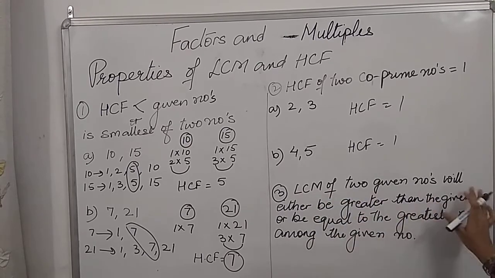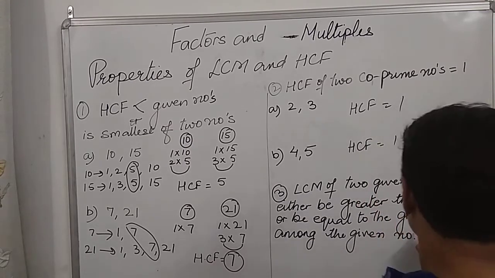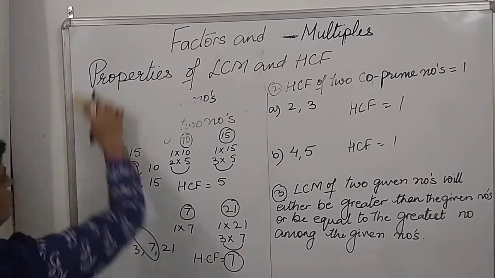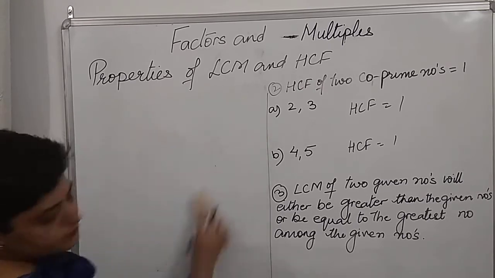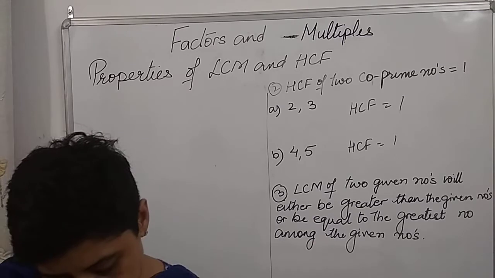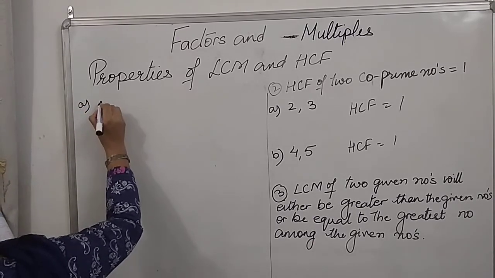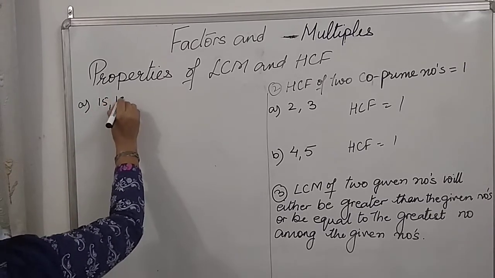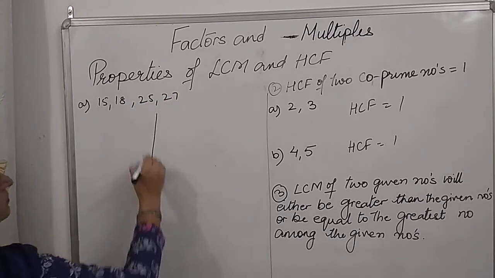Now, LCM of two given numbers will either be greater than the given numbers or equal to the greatest number among the given numbers. Fine. Let's check out whether this statement is right or wrong. So, we are given: find LCM of 15, 18, 25 and 27, and we'll be doing it by the division method.